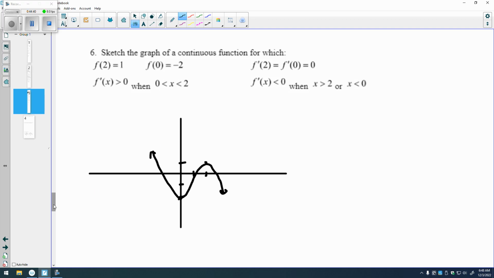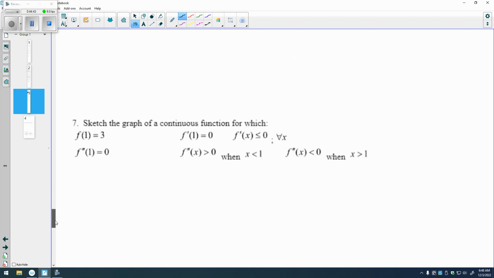So that's good practice to go through. Normally we go from a graph to that information. Now we're just going from that information to a graph. All right, let's do it again.